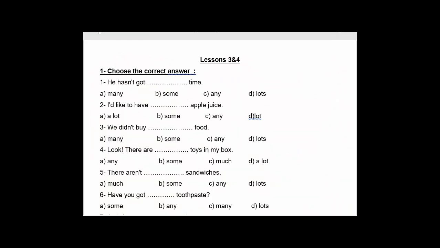Okay, let's do some exercises on lessons 3 and 4. The first question, choose the correct answer. Number 1: he hasn't got some time. Many, some, any, lots. Okay, here we have he hasn't. Hasn't here is a negative sentence. So the answer will be: he hasn't got any time, because we use any in negative sentences or questions, as you know.